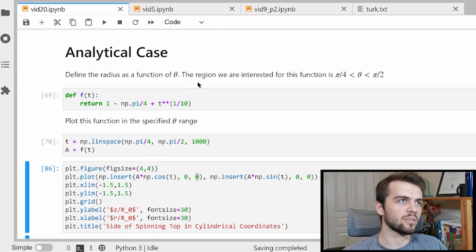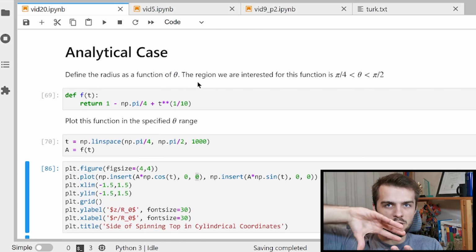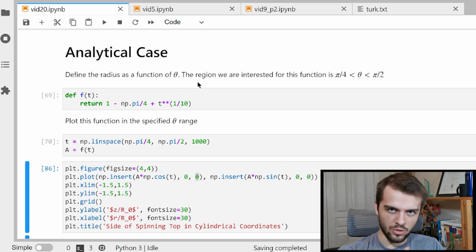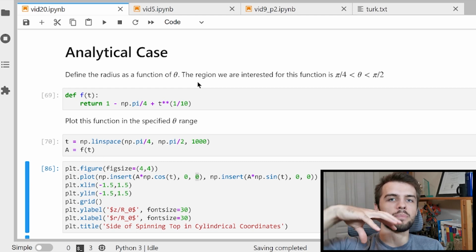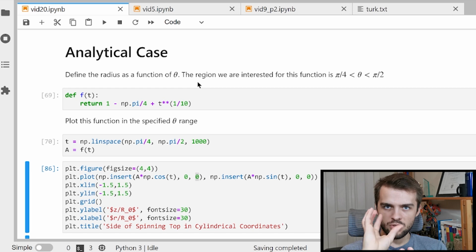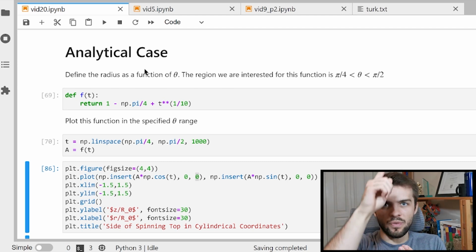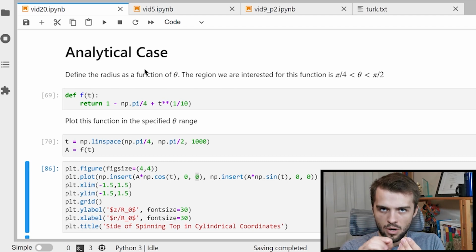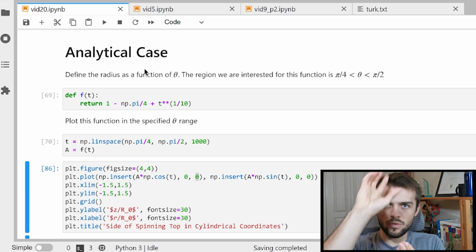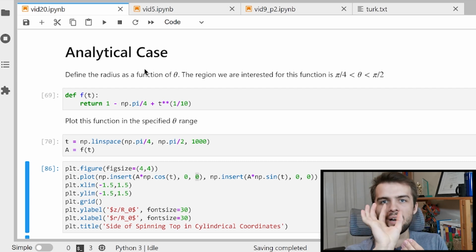So we'll start with the analytical case. Because the spinning top possesses a cylindrical symmetry, right? No matter what spinning top you have, there's a symmetry in this sort of cylindrical direction. I don't remember the name. But what you can do is define in the RZ plane r as a function of theta, some sort of curve, and then that curve gets rotated around, and that becomes the spinning top.